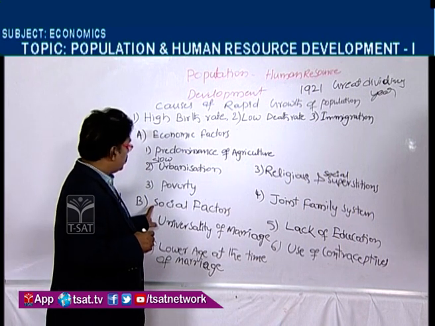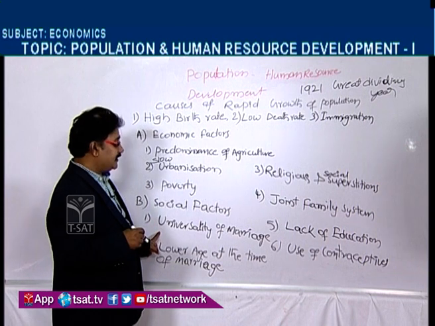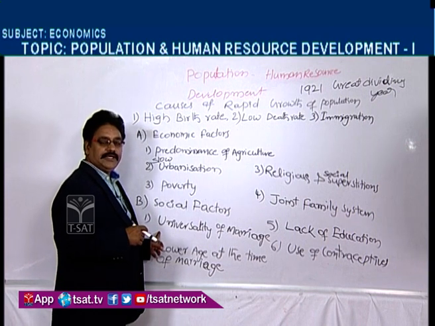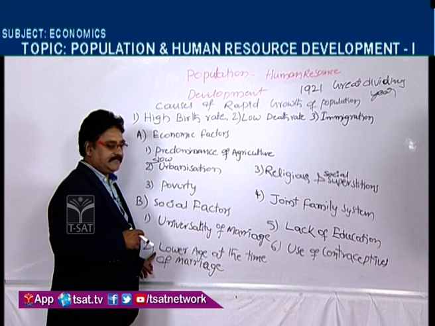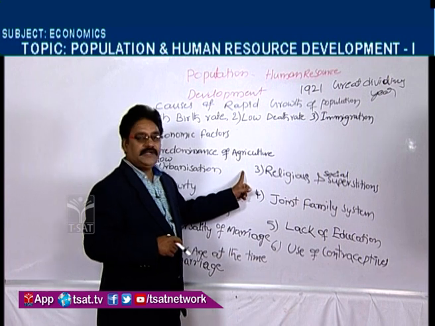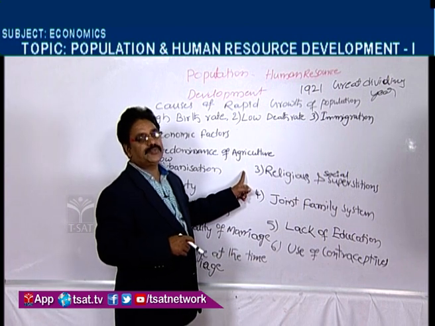Social factors: first one is universality of marriage, second one is lower age at the time of marriage, and third one is religious and social superstitions.